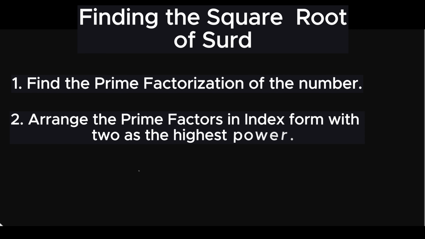Step 2 is to arrange the prime factors in the form of A squared where applicable. The second step is to arrange the prime factors in index form, in which the highest power must be 2.